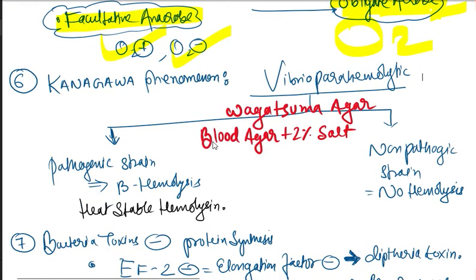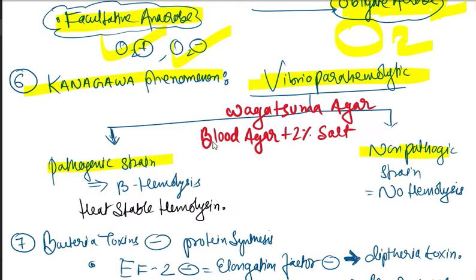Next one is the Kanagawa phenomenon. What is the Kanagawa phenomenon? This is to differentiate between non-pathogenic and pathogenic strains of Vibrio parahemolyticus. Okay, so this bacteria.